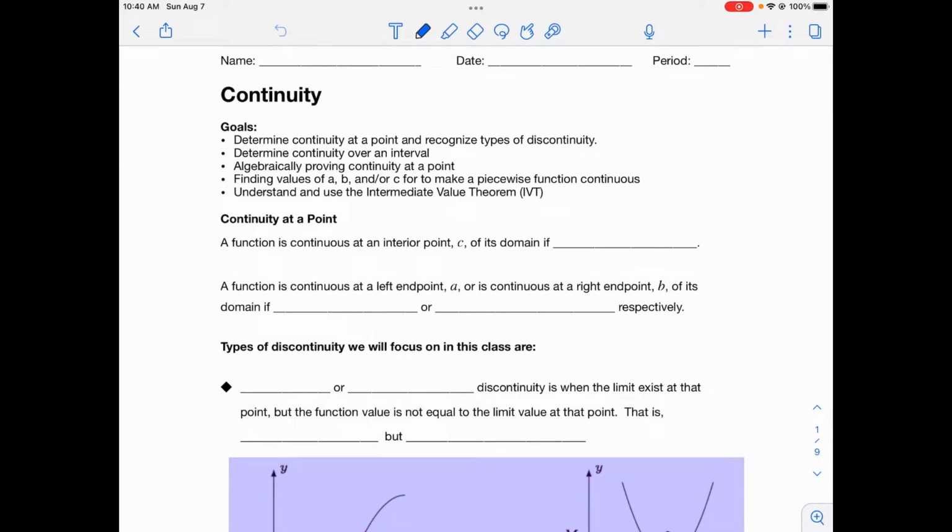In today's video, we're going to look at a concept called continuity. Here are the goals that we will look at throughout this video. To start with, let's define what continuity is.